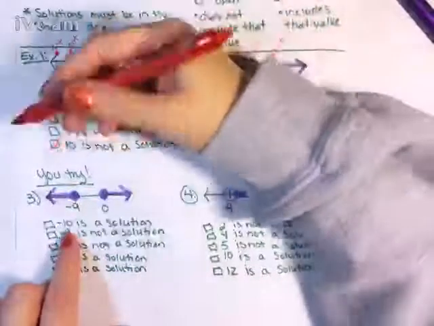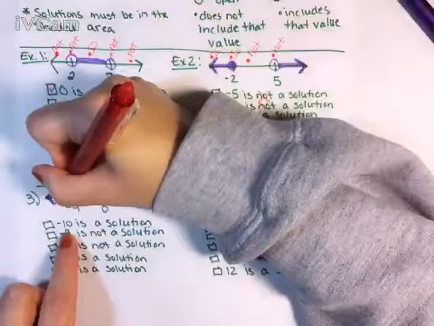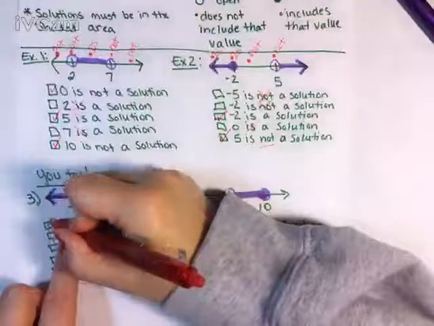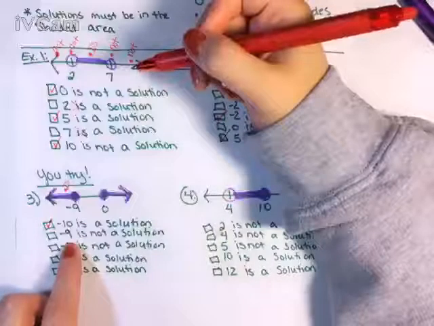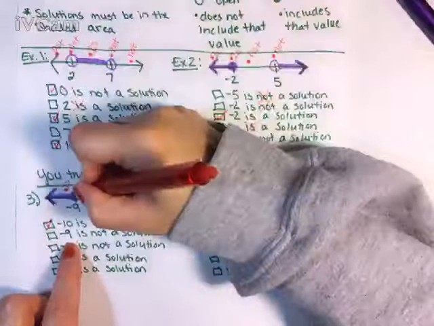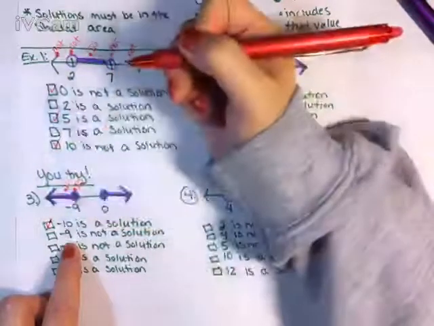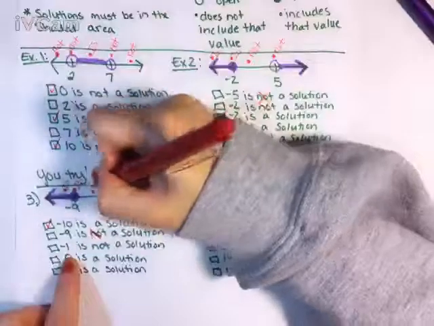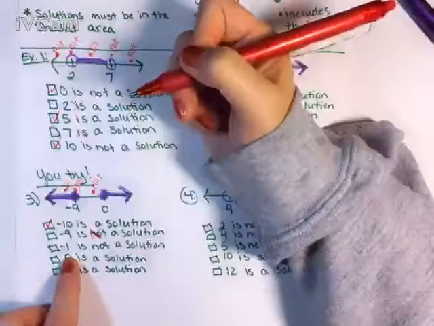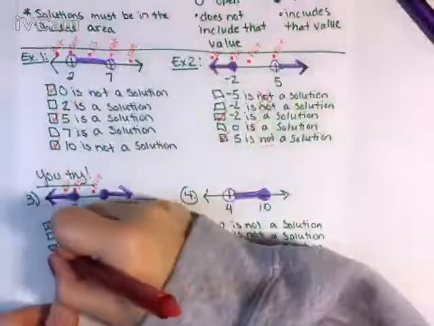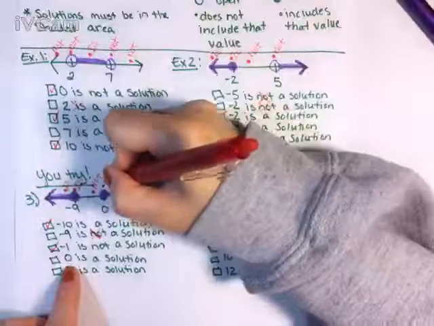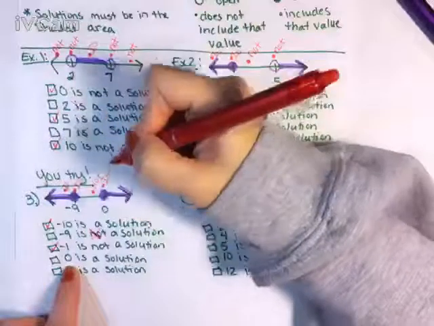Okay, so going through these, if we look at -10, that would be about right here. That is in the shaded area, so this is a solution, so that's true. If we look at -9, that's right here on the circle, it is a closed circle, so this is a solution, so this is false, because it says it's not a solution. At -1, that would be right here, that is not in the shaded area, so that is not a solution, so this is true. If we look at 0, that's right here on the circle, it is shaded in, so this is a solution, so that's true.